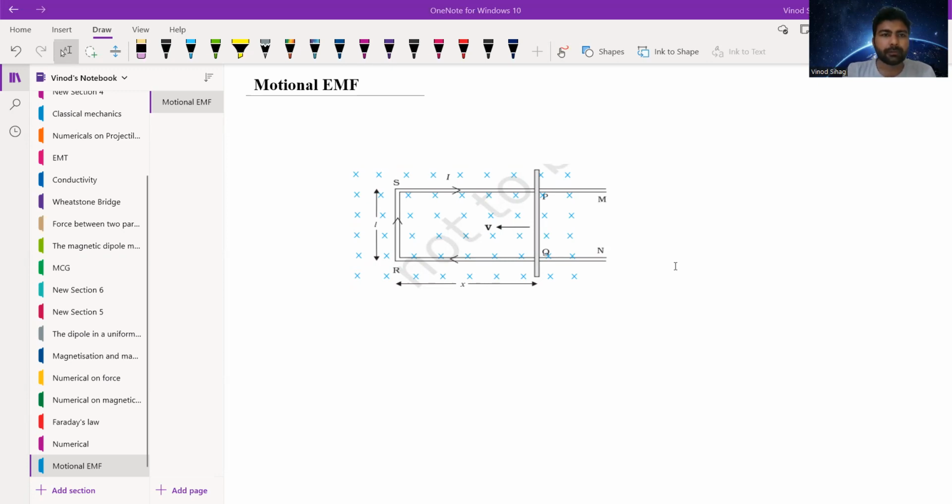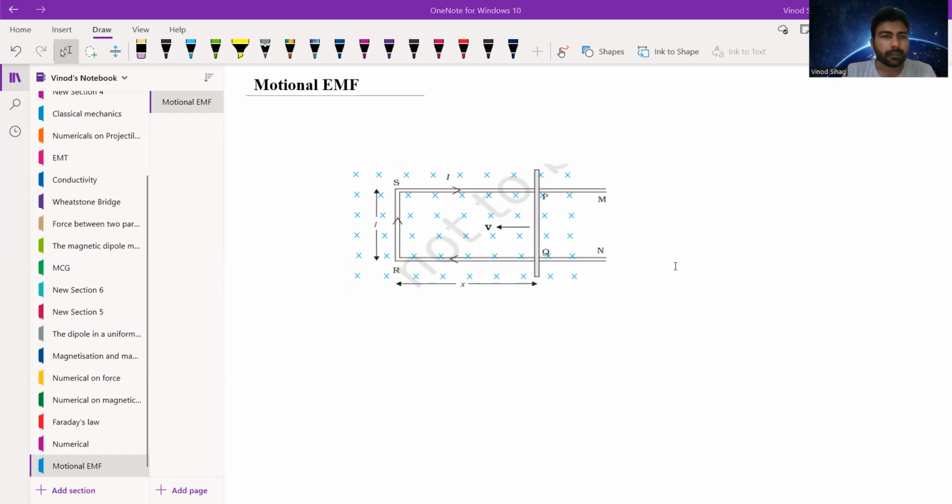So in today's video, we are going to study motional EMF. Basically, this topic comes under the uses of Faraday's law. In this example, we are going to see that there is a loop MSRN in which the current is flowing. And we have introduced one conductor PQ such that it is moving towards the side RS with uniform velocity V.